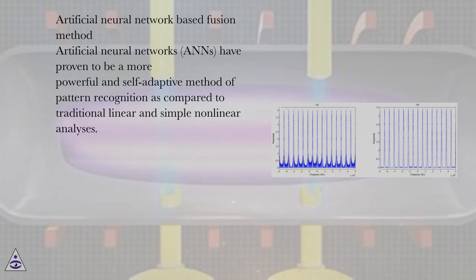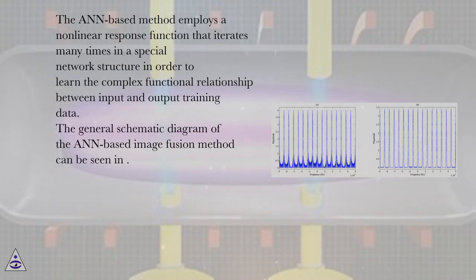Artificial neural network-based fusion method. Artificial neural networks, ANNs, have proven to be a more powerful and self-adaptive method of pattern recognition as compared to traditional linear and simple nonlinear analyses. The ANN-based method employs a nonlinear response function that iterates many times in a special network structure in order to learn the complex functional relationship between input and output training data.